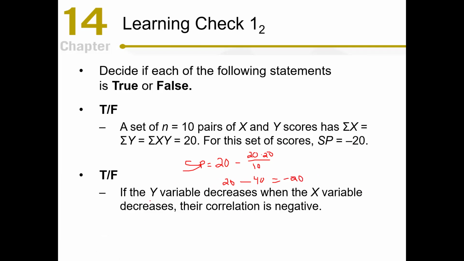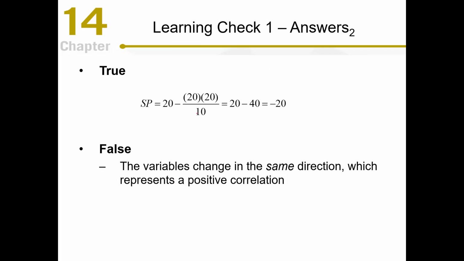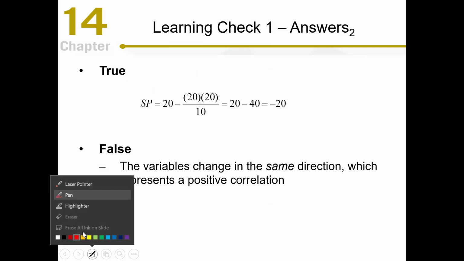All right. So that is true. So it says for the second one, if the y variable decreases when the x variable decreases, the correlation is negative, right? So it says as one variable decreases, then the other variable also decreases. If you can recall, if they're going in the same direction, that means there is a positive relationship, okay? If they're going in the opposite direction, that means there's a negative relationship. So this one should be false. So the first one is true. Second one is false.